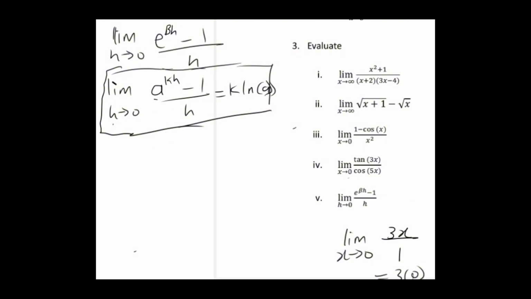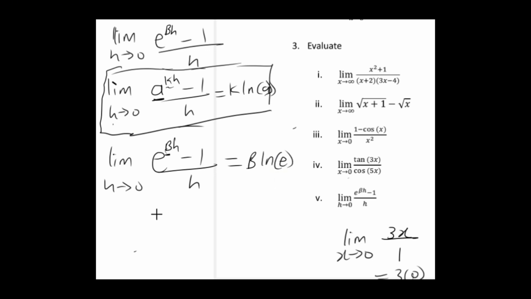Now notice that here, when we compare this special limit to the question above, our a is e and our k is beta. Hence, the limit as h approaches 0 of e to the power beta h minus 1 over h. Now, just as I said, as we compare this to this, we know that our a is e. And what is our k? Our k in this question is what? Beta. And you can find it. So we write beta ln, of course our a is e, so we have ln e.